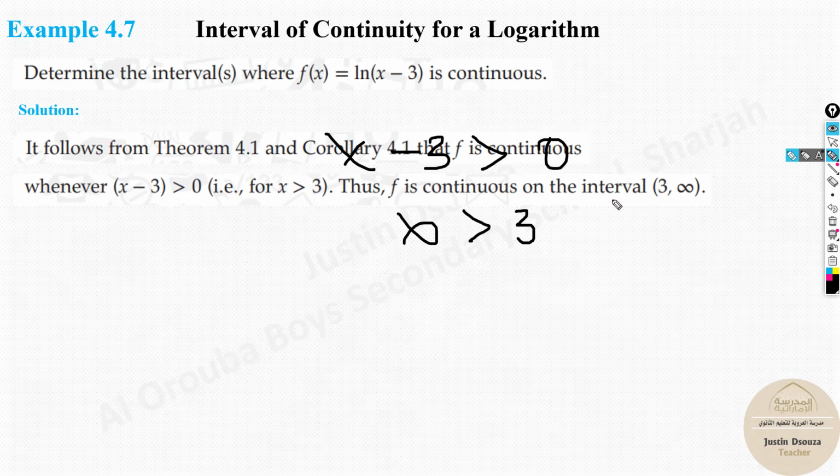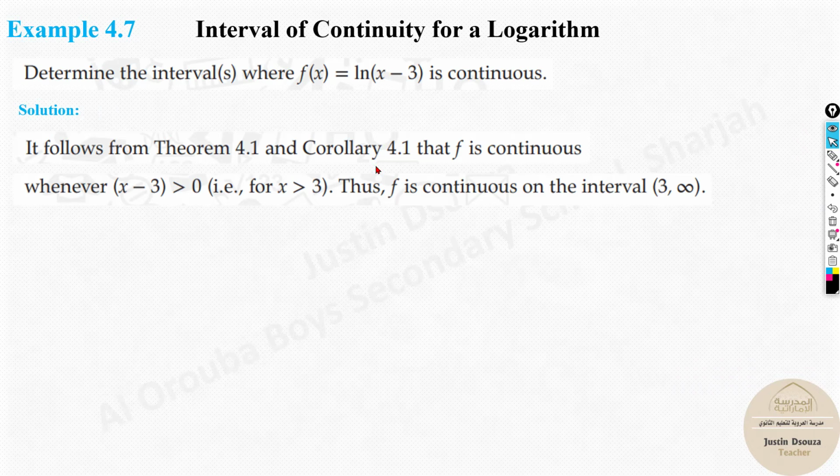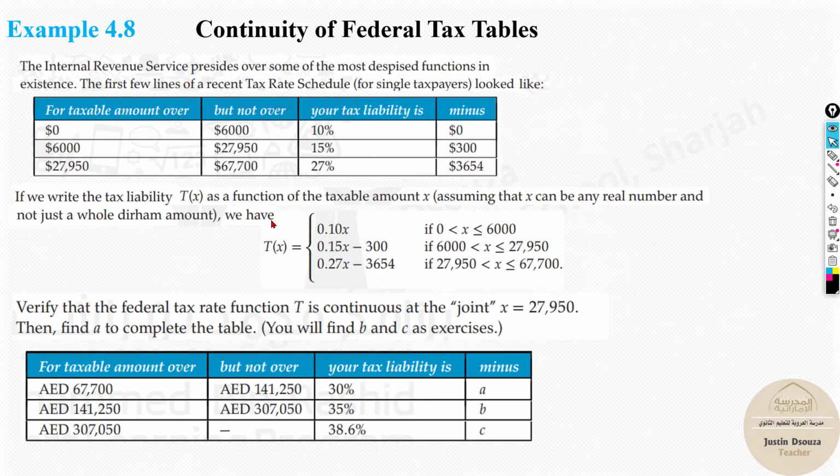Now if you're writing an interval, what does greater than 3 mean? 3 to infinity. So this is the answer. It can be 4, 5, 6, until any number. It should be just greater than 3 because you can't have anything less than 3, or you will get an undefined answer. So this is the answer. It's very simple, very easy. If you are thorough with the previous 3 lessons, then this will be very, very easy.